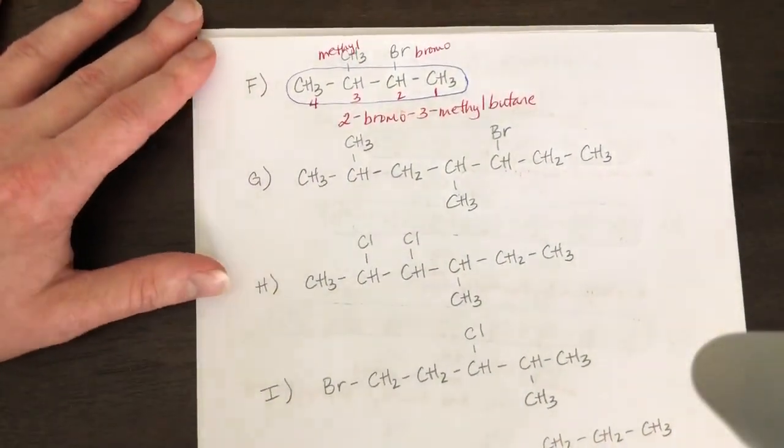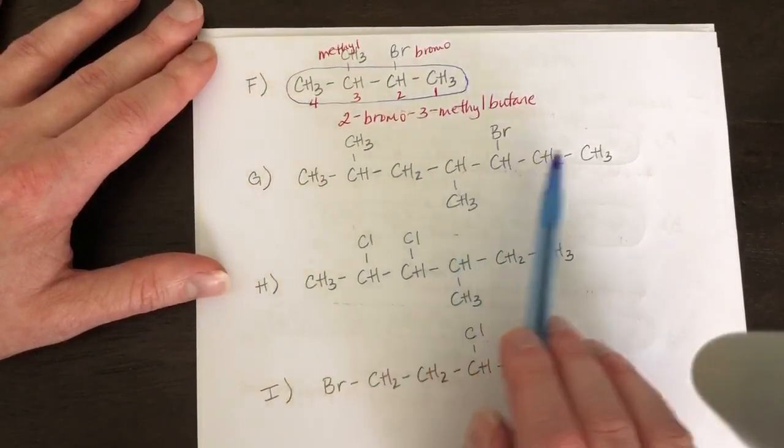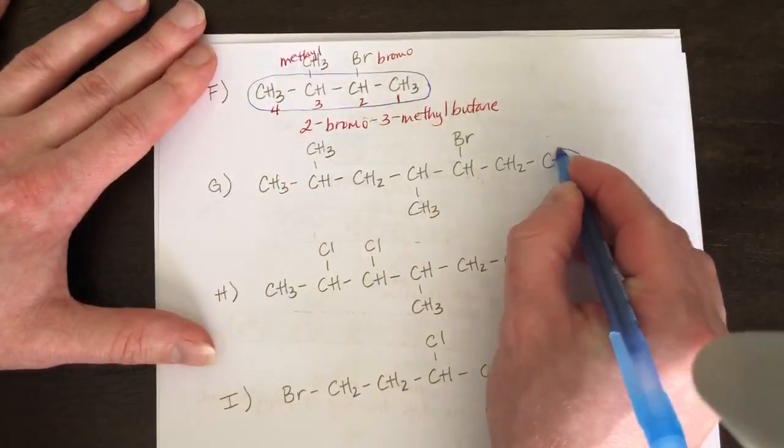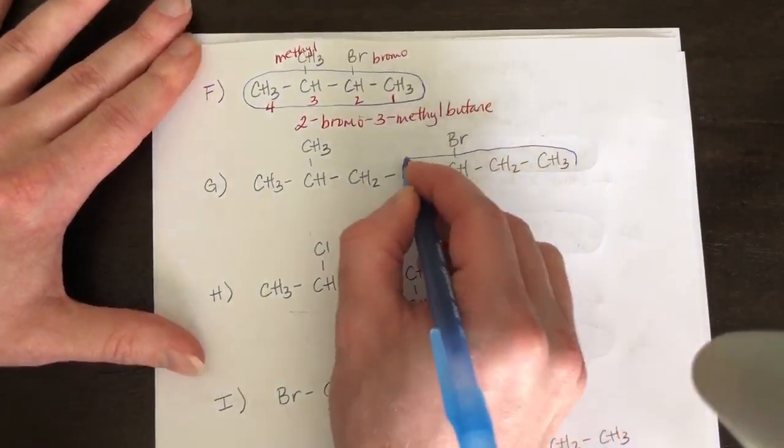Okay, next example. 1, 2, 3, 4, 5, 6, 7. We've got 7 carbons long.